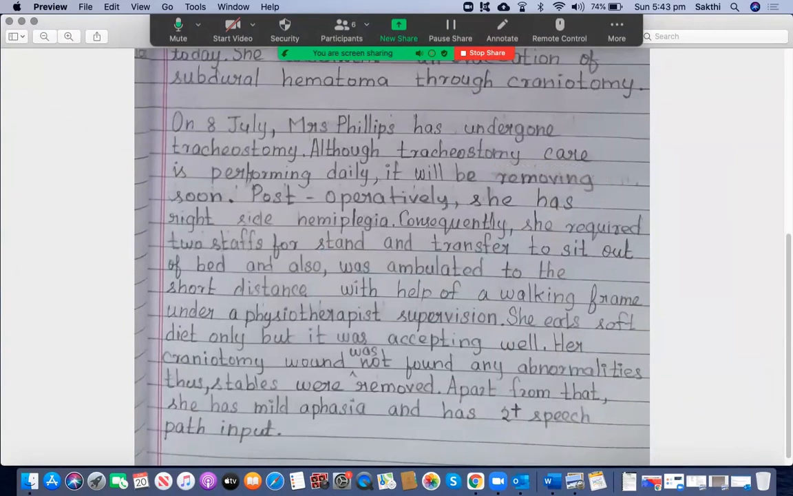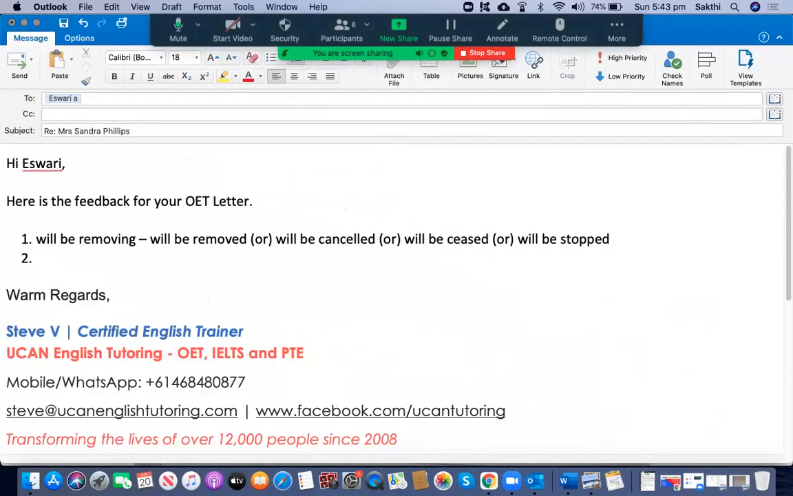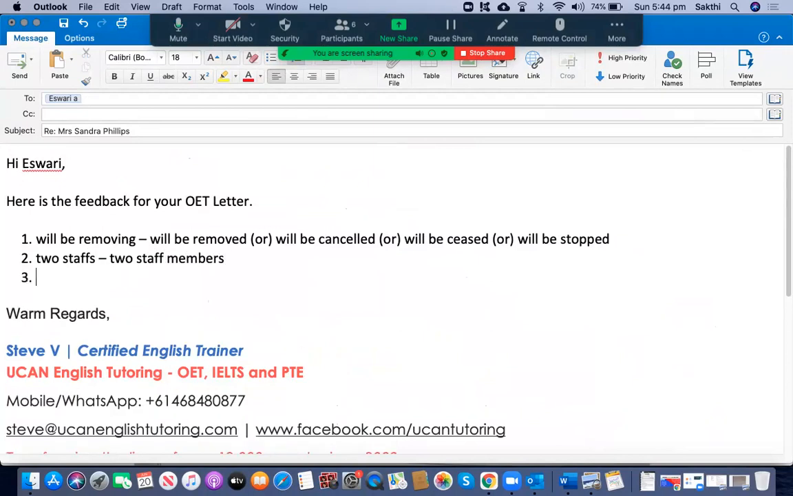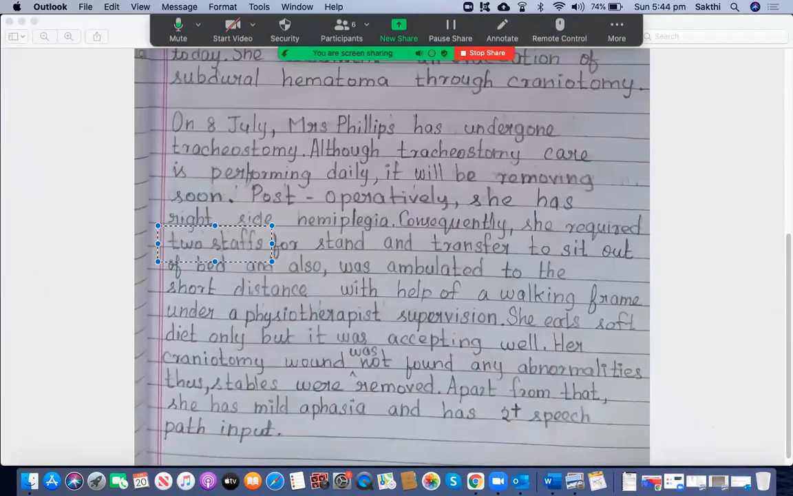She has right side hemiplegia, that's okay. Consequently, comma, she required two staff for stand and transfer. Okay, remember the two staff. Staff is an uncountable noun. You can't use staffs at the end. That's wrong. So you should say two staff members. Staff members. Yes, that's what you have to do. Or two people. You can say two people for stand and transfer, for standing. Okay, for standing and transferring to sit out of bed.